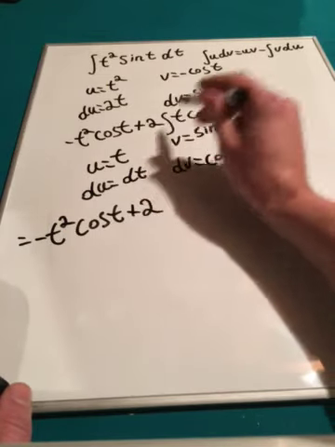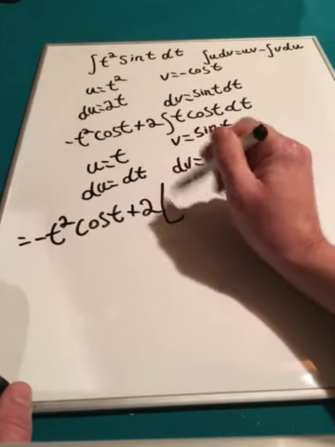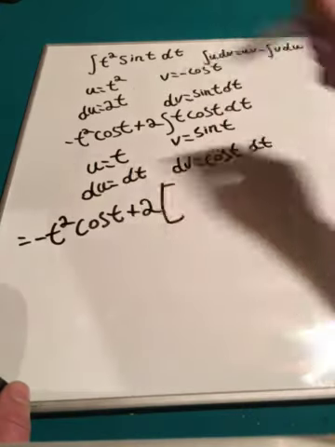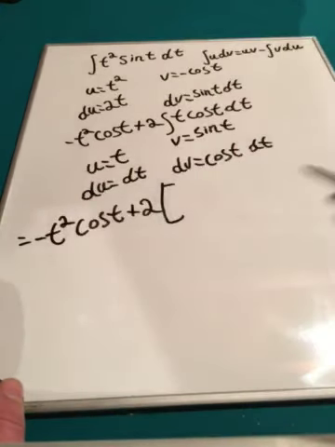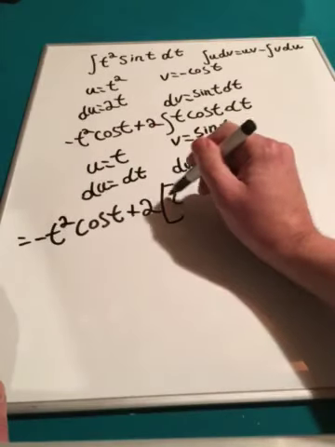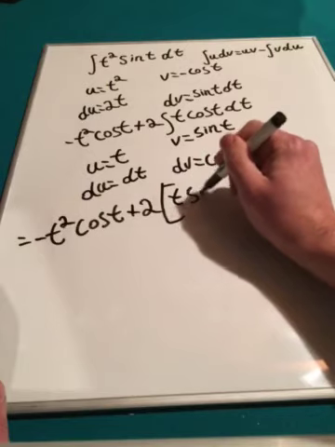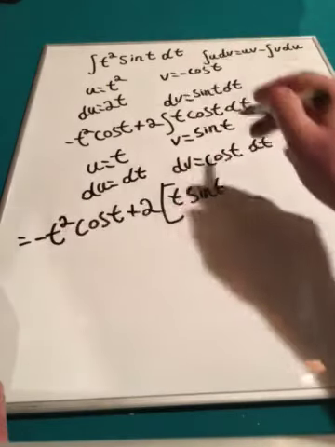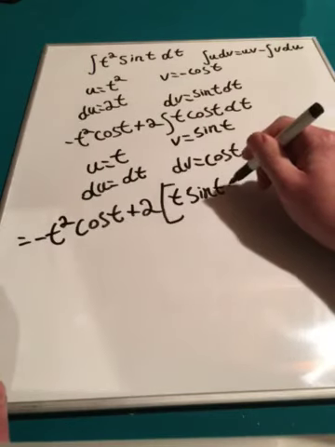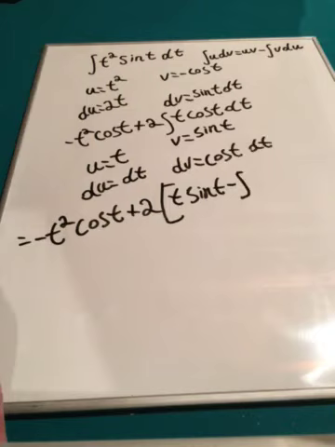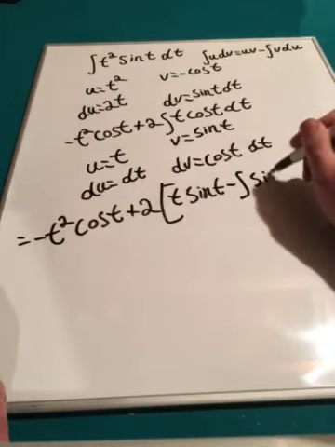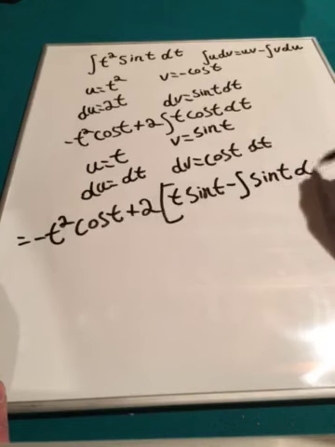But then plus 2 times this new integral. What is this new integral? It's the integral of u dv, which is equal to u times v. So we have t times sine of t. That is just u times v. And then minus the new integral. And what's the new integral? It's just sine of t dt.